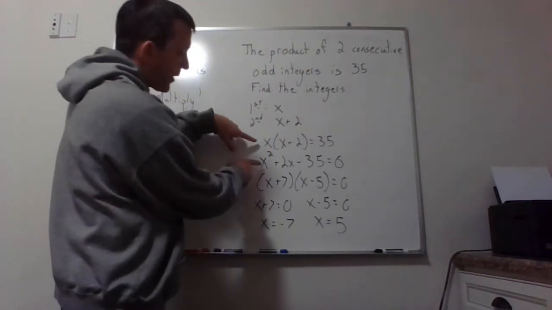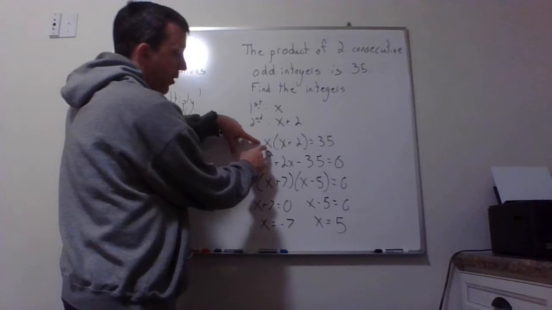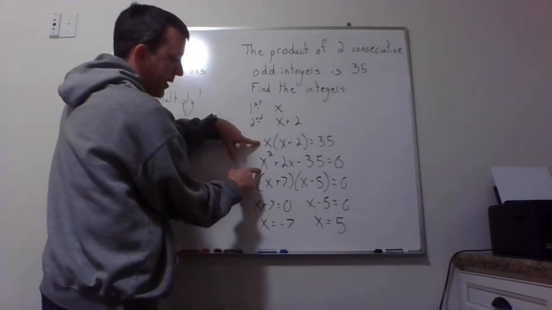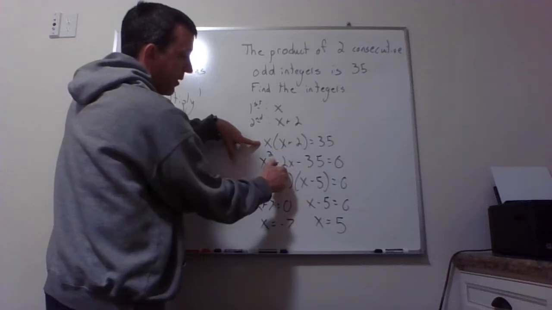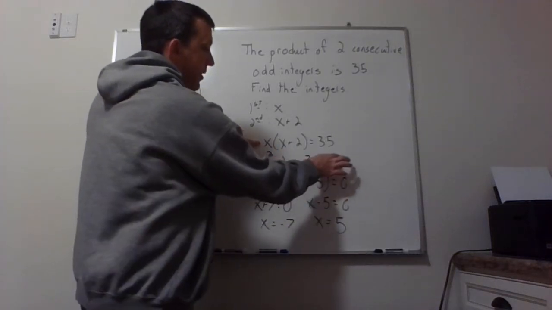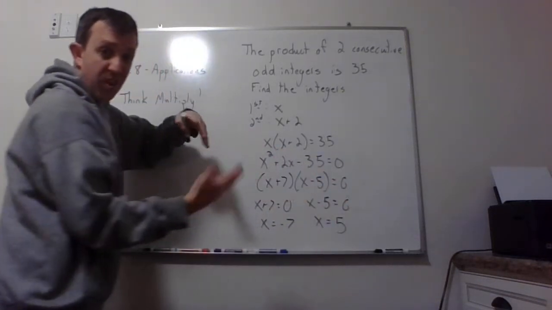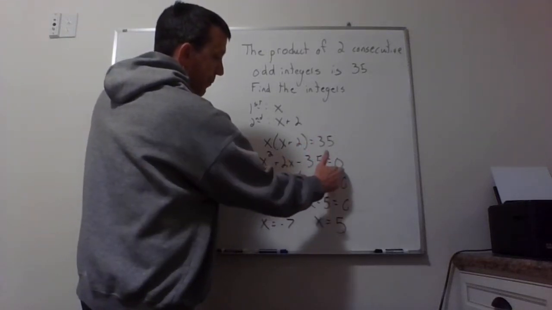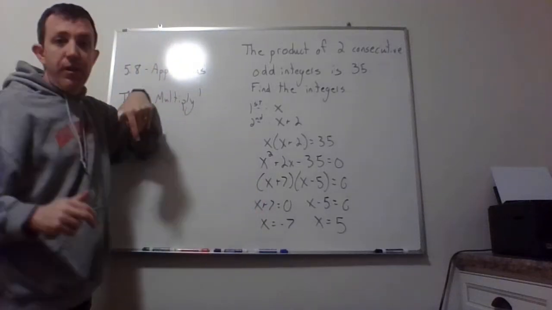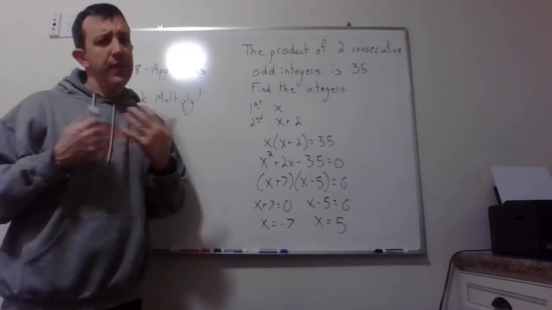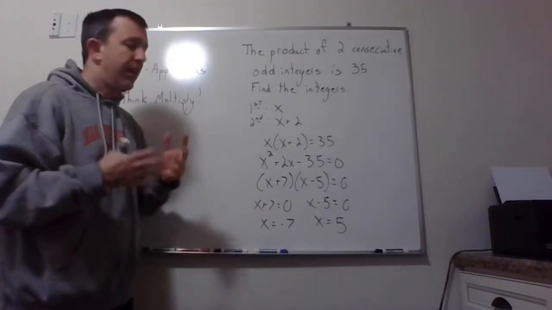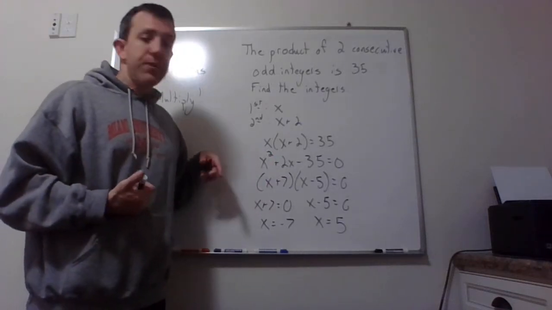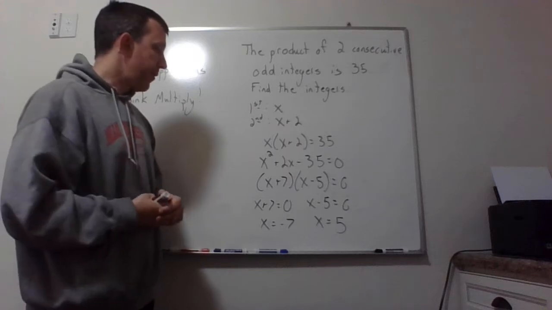So I did a couple of things in one step here. I multiplied out the parentheses, so ignore the 35 for just a second. X times x is x squared. X times 2 gives me the 2x. And because I have limited space, I wrote this all in one step. I also subtracted the 35 to get the 0 that we know we need to solve by factoring. Okay, so I kind of crammed that in there because I have limited space. But that's what we have. X squared plus 2x minus 35 now is equal to 0.